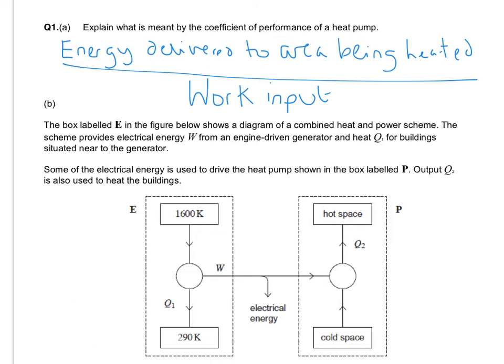Be very careful about being vague with these kind of questions. Don't just say something like heat input or something like that. You need to explain what you're using it for. So you're using it to deliver heat to a hot source. So you're delivering energy to somewhere that you're trying to heat, and it's divided by the work input.